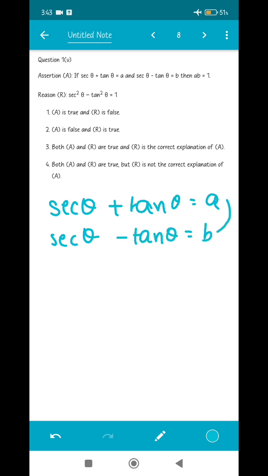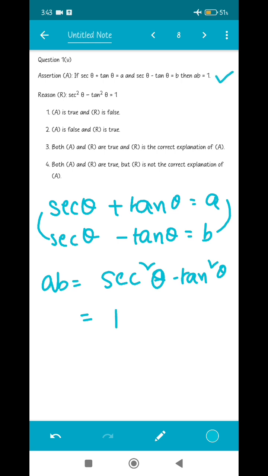So if you multiply these two, because you have to find AB, A into B is actually equal to the product of these two, that is sec square theta minus tan square theta, and this is an identity. Sec square theta minus tan square theta is 1. So the assertion is correct. And in the reason also they have said the same thing which we have used in the assertion. So assertion is true and reason is also the correct explanation of the assertion. So option number 3 is the correct answer.